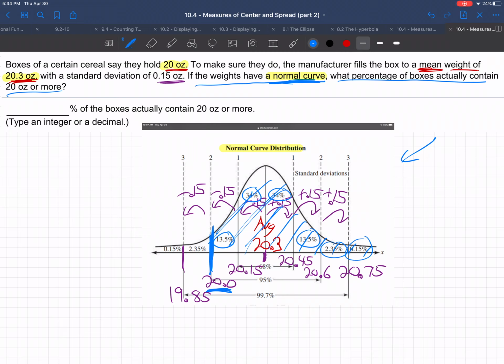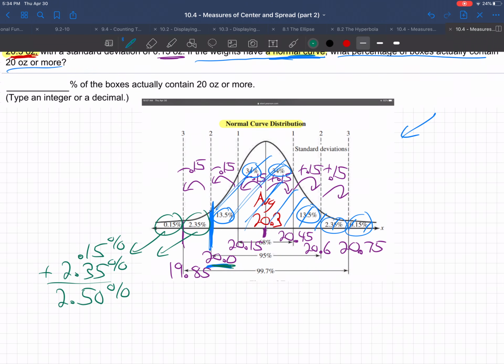We could do that, or what would be easier would be to add up this percentage and subtract from 100, right? So these two, 0.15% and 2.35% is 2.50%. That's what's below 20 ounces. That's what percentage of the time the machine will fill below 20 ounces.